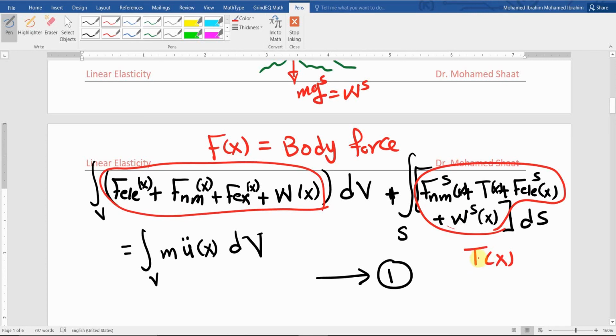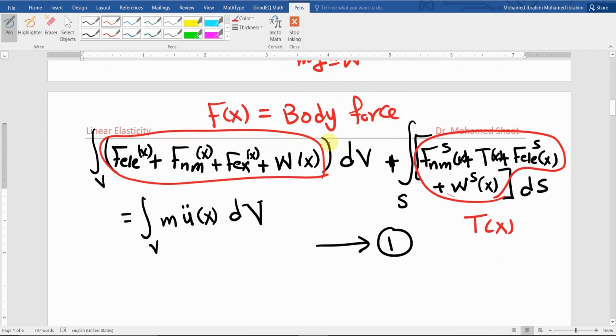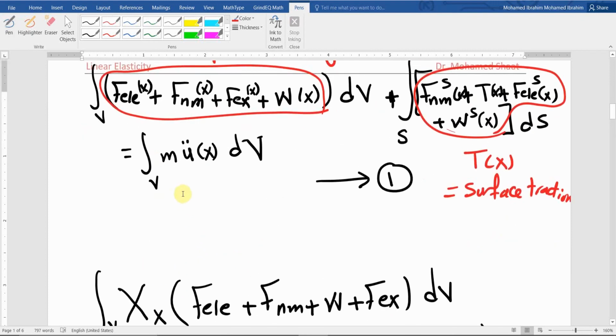or the external force. This F is commonly known as body force, this T is commonly known as the surface traction. Where the surface traction, it would be any form. It would be, as I mentioned, external force, weight, whatever it is. And this is the inertia force, which is mu. It should be exactly mu here. Mu, this is the inertia force.